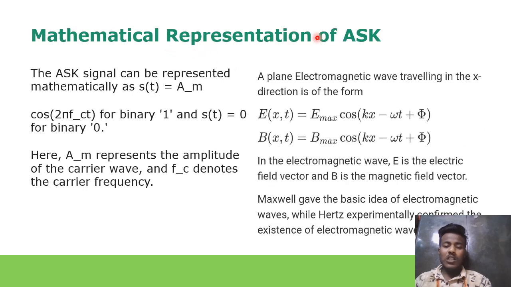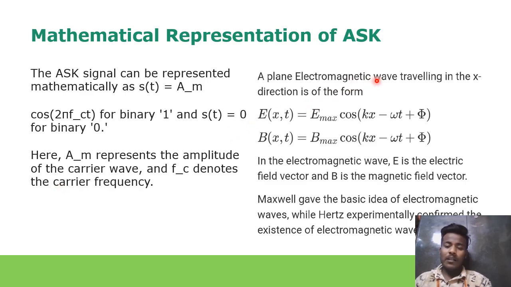Mathematical representation of ASK. The ASK signal can be represented mathematically as s(t) equals Am cos(2 pi fc t) for binary 1, and s(t) equals 0 for binary 0. Here Am represents the amplitude of the carrier wave and fc denotes the carrier frequency.